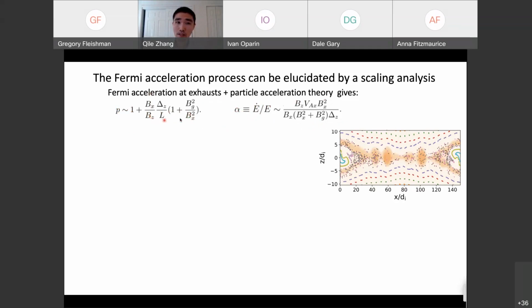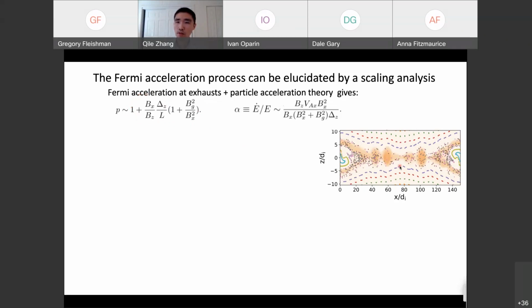Here, B is the magnetic field in the exhaust, and B_G is the guide field. L is the half length of the reconnection layer, and delta Z is the scale length in the Z direction of the contracting magnetic field lines at the exhaust, which is closely related to the scale length of the magnetic islands or flux ropes in the Z direction. If we imagine a larger simulation domain, L will also increase proportionally. But at the same time, the typical size of the magnetic islands or flux ropes will also grow larger. So as a result, delta Z and L are roughly proportional to each other, and that's why this scaling would be roughly independent of the domain size.